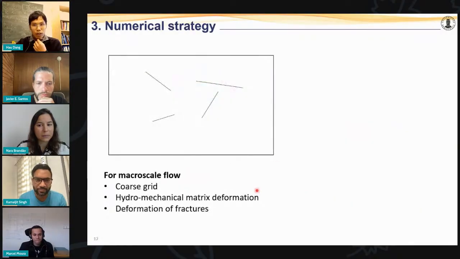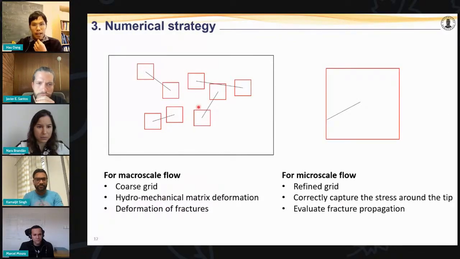For the simulation domain, called macro scale, I use a coarse mesh to save computational cost, and I consider the interaction between flow and deformation of matrix and fracture. Then, at its tip, I consider a small box called micro scale. I use a finer mesh that better captures the stress around the tip, and I evaluate fracture propagation at this scale. And then I update again in the macro scale.